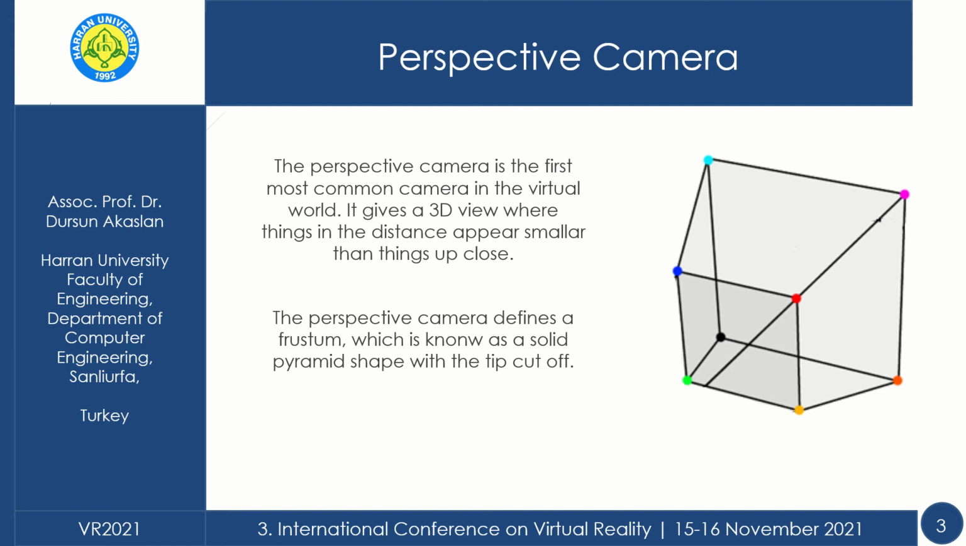First of all, let's try to understand what a perspective camera is. The perspective camera is the most common camera in the virtual world because it gives a 3D view where things in the distance appear smaller than things up close. This is the most common camera because it is so similar to the way humans look at the objects around them. The perspective camera defines a frustum, which is a solid pyramid shape with the tip cut off. Can you say this is a kind of frustum?